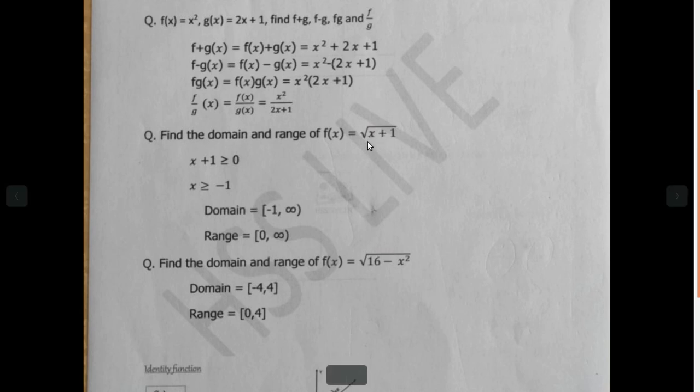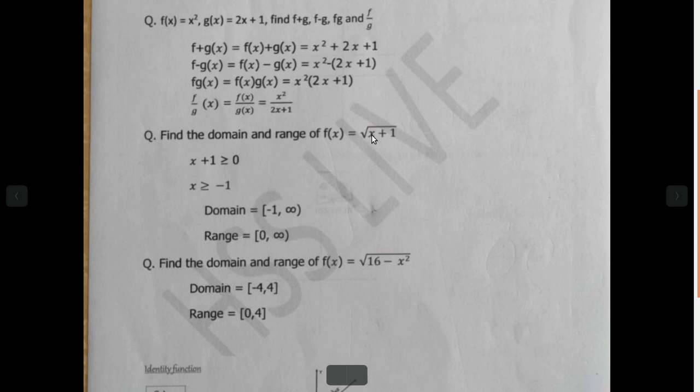What happens when x equal to minus 2? Minus 2 plus 1 means minus 1. That is root of minus 1. Root of minus 1 is a complex number that is not defined for this real function. So minus 2 is impossible. So minus 1, okay. What about 0? x equal to 0, 0 plus 1 is 1. Root of 1 is 1. Possible. So x equal to 0 is possible.